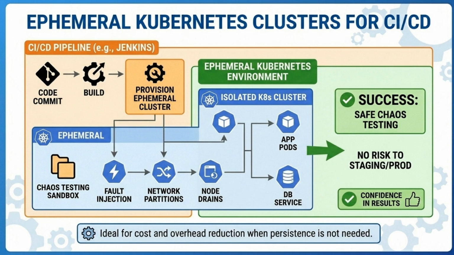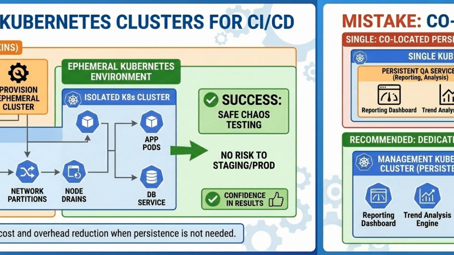For those concerned with cost or cluster overhead, the professional alternative is the use of ephemeral clusters within the CI/CD pipeline if you don't need persistence infrastructure. Using Jenkins or similar orchestrators, you can provision a lightweight, isolated Kubernetes environment for the duration of a test suite. This provides the perfect sandbox for chaos testing. You can safely perform fault injection, simulate network partitions, or trigger node drains to see how the application recovers, all without risking the stability of a shared staging or production cluster.